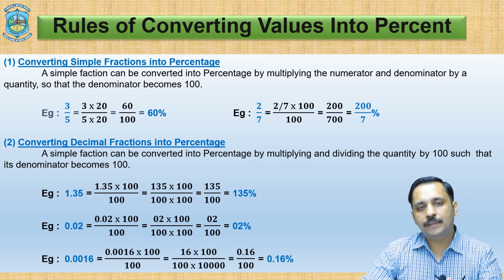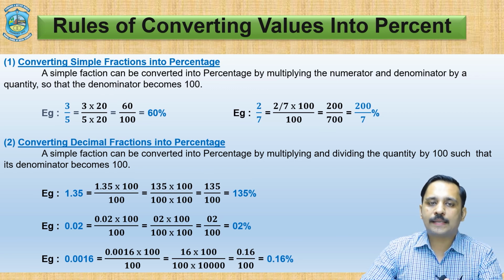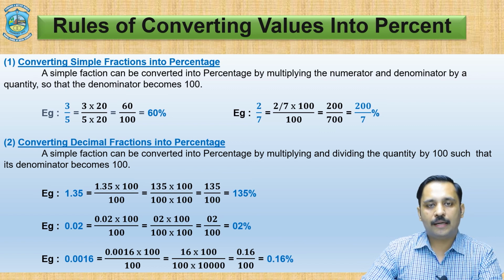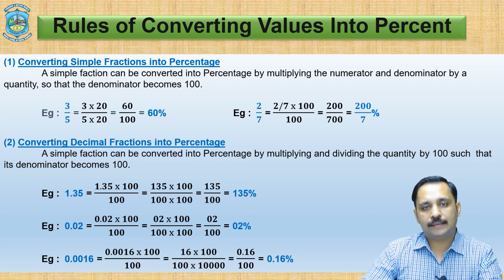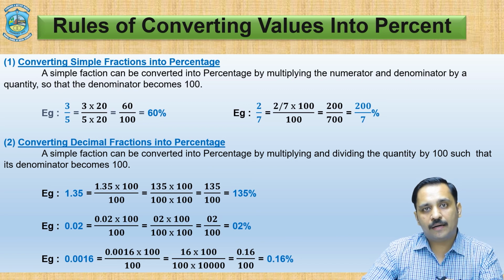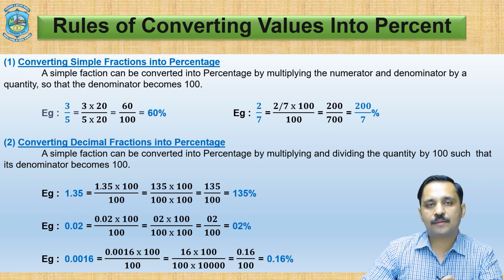Let us take another example. We have 0.0016. Multiplying and dividing by 100, we have 0.0016 into 100 divided by 100. Removing the decimal, we have to divide it by 10,000. So it is 16 into 100 divided by 100 into 10,000. 100 gets cancelled. We know that 1 upon 100 is percentage. We are still left with 100, so we put decimal points in the answer. So we have 0.16%.